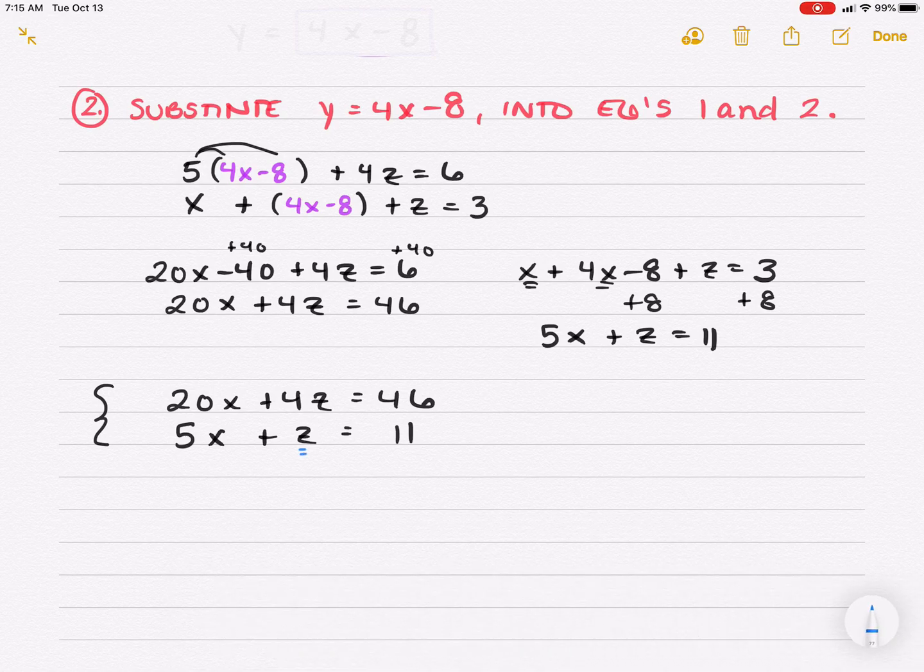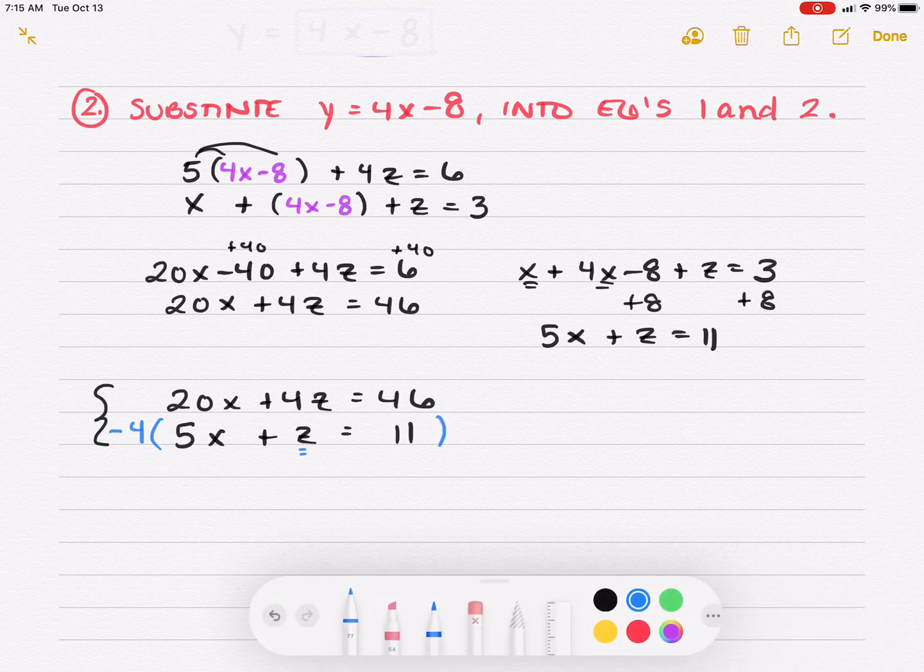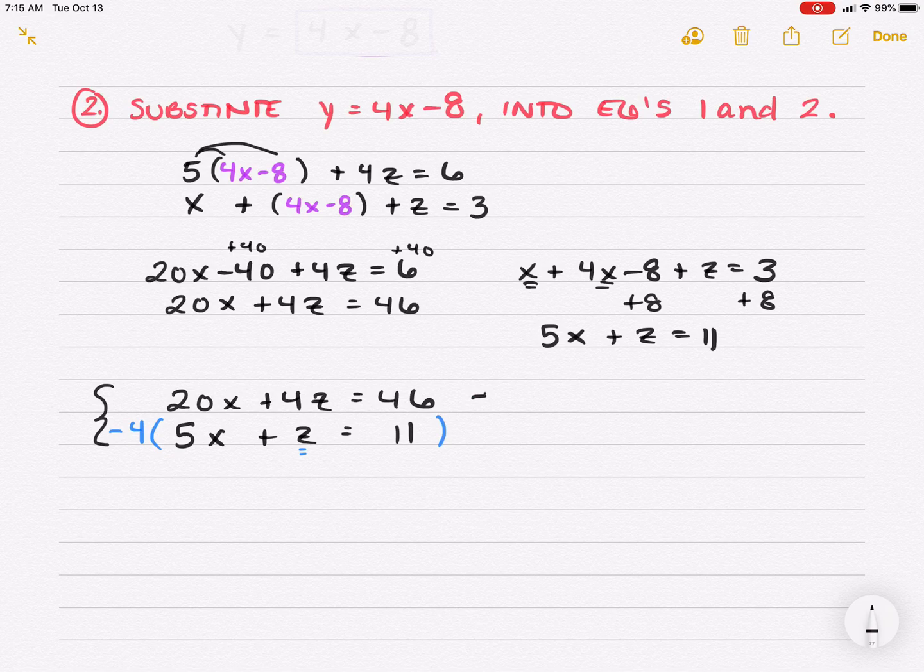I would maybe solve for the z. I'm going to flip over to elimination just so that you can see that you can actually use both methods within the same problem. And I'm going to multiply this bottom equation by -4 to eliminate the x's. Okay, top equation is 20x plus 4z is equal to 46. The second equation is going to be -20x minus 4z equals -44.